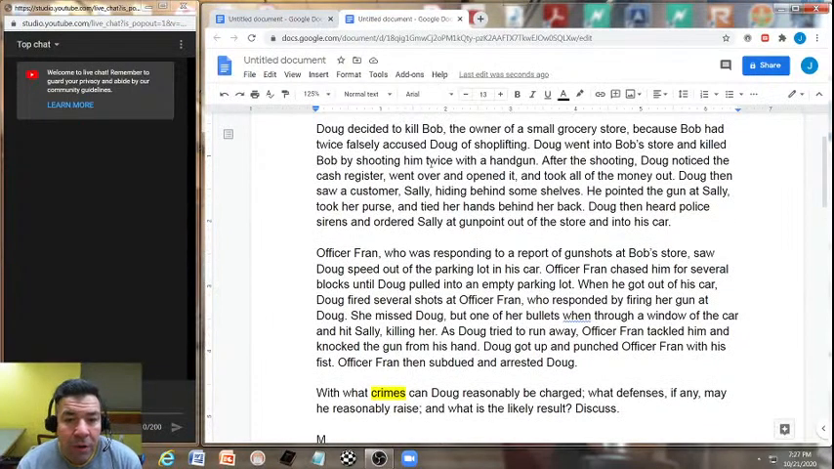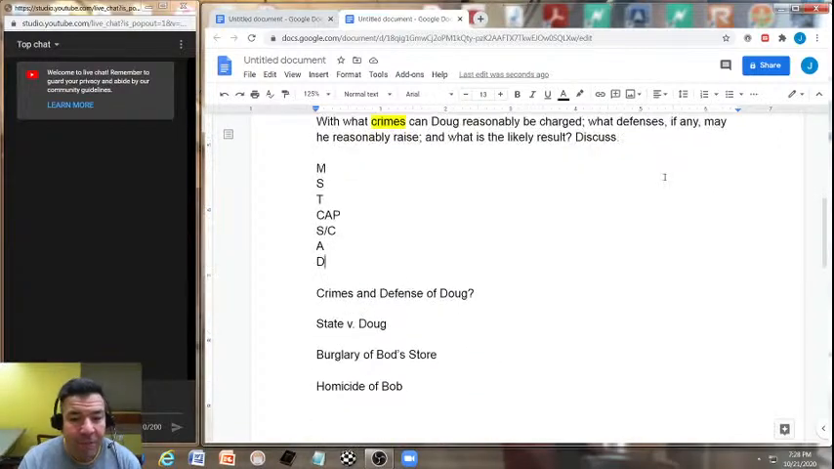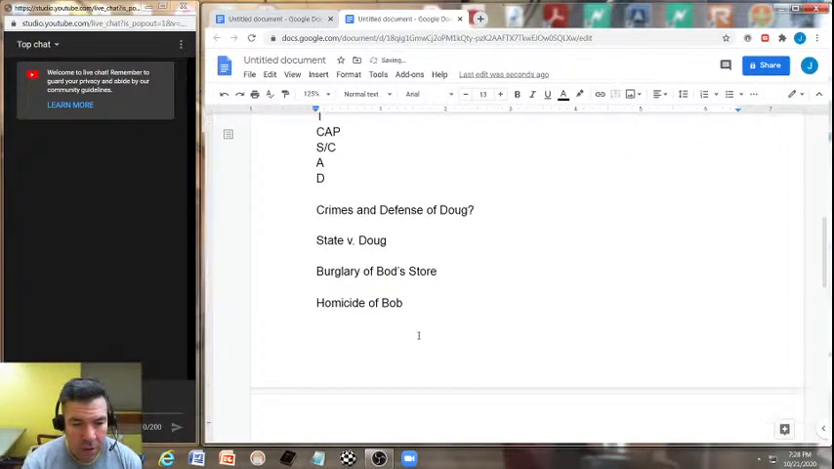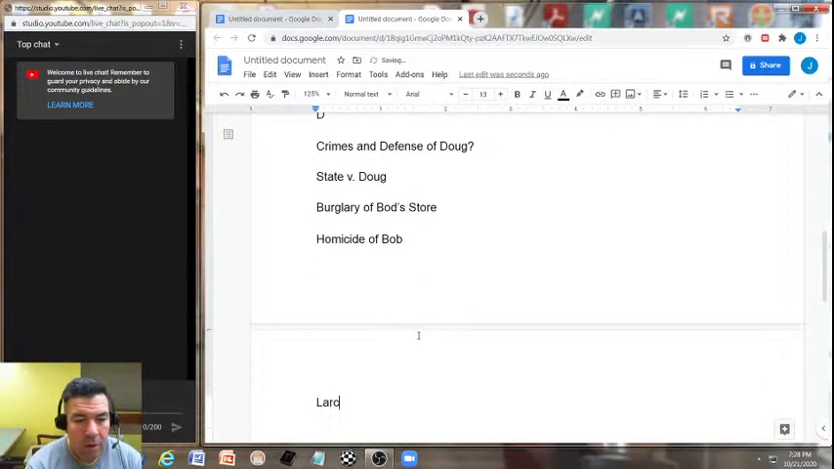Now, after Doug kills Bob by shooting him twice with a handgun, Doug noticed the cash register. He went over and opened it and took all the money out of it. Or I should say this, he took all of the money out. And what issue should that be getting us to think about? Larceny, exactly. Very good. Larceny of what? Of the cash. Absolutely. Or we could say the money.